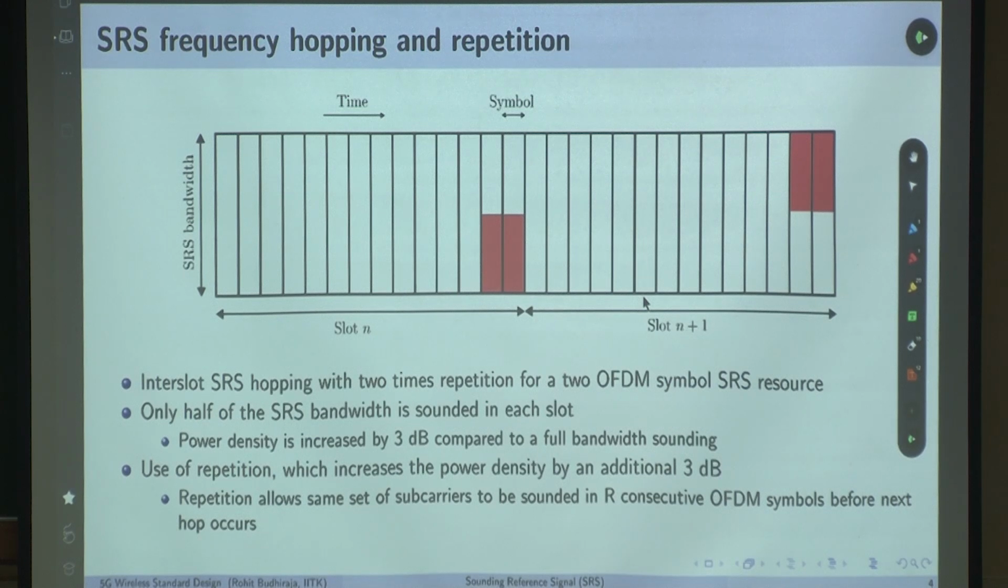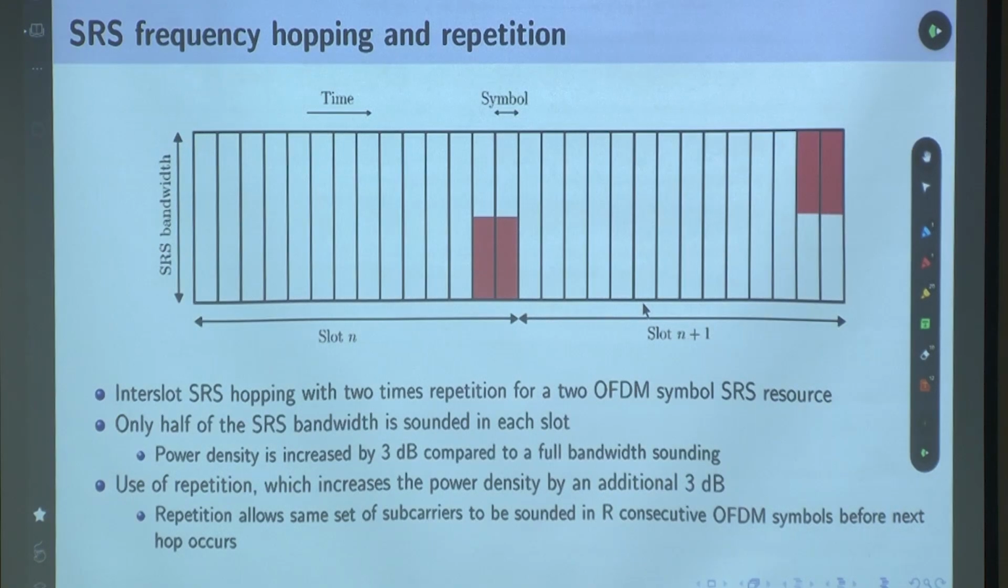So it's another kind of hopping, and this is inter-slot hopping with a repetition of 2. The earlier case was intra-slot hopping with no repetition. And there could be no hopping at all, if the UE channel is good. So there are different configurations, and I'll teach you how that is enabled.